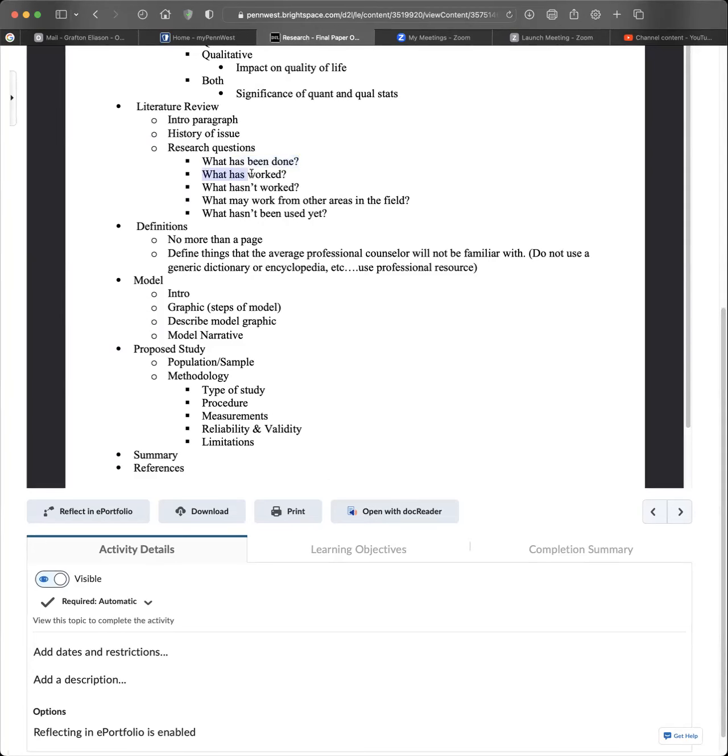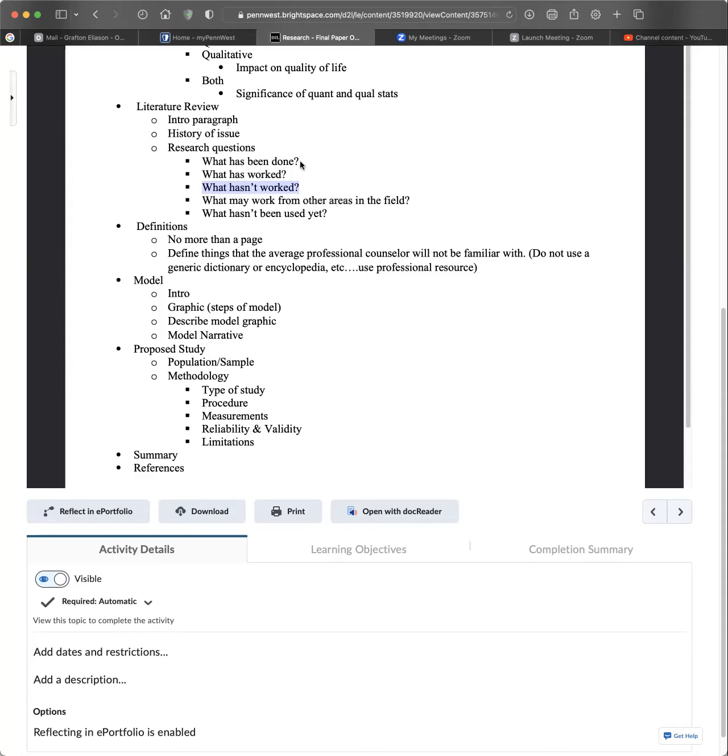Then the next part is, which ones worked the best? What has worked the best so far to help this population? And some of your journal articles should show that their studies have worked to some degree. They may not be perfect, but they helped some people to some degree. What hasn't worked? This is going to be your shortest section. And remember, these are subtitles in your lit review, research questions, and then you're going to have these subtitles you're going to write under each one.